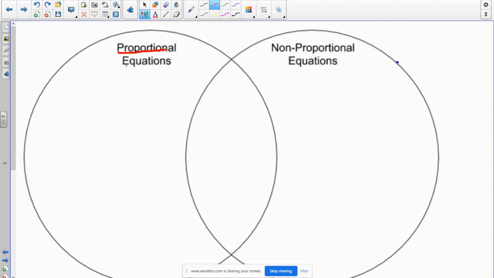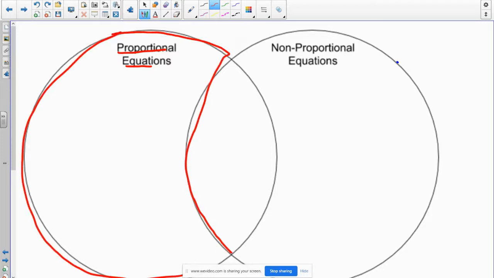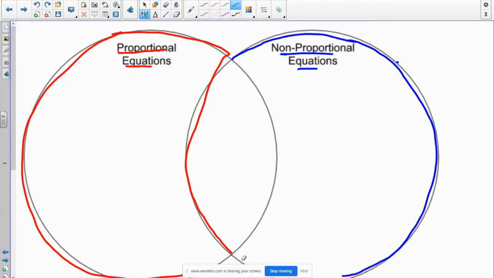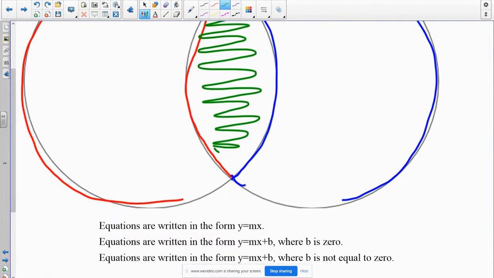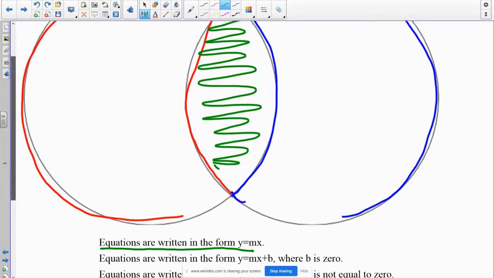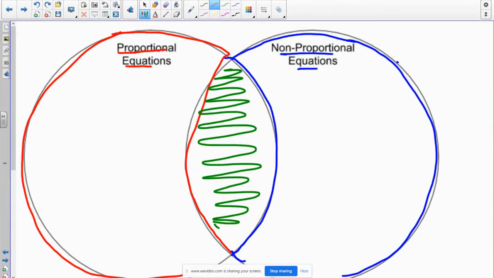This side of our Venn diagram, which I'm going to highlight here in red, is the characteristics of proportional equations, and this side are non-proportional, which I'm making in the blue color. And then what I'm going to shade here in the green is what they have in common, if they have anything in common. So our first characteristic here at the bottom is equations are written in the form of y equals mx. So that is a proportional idea.